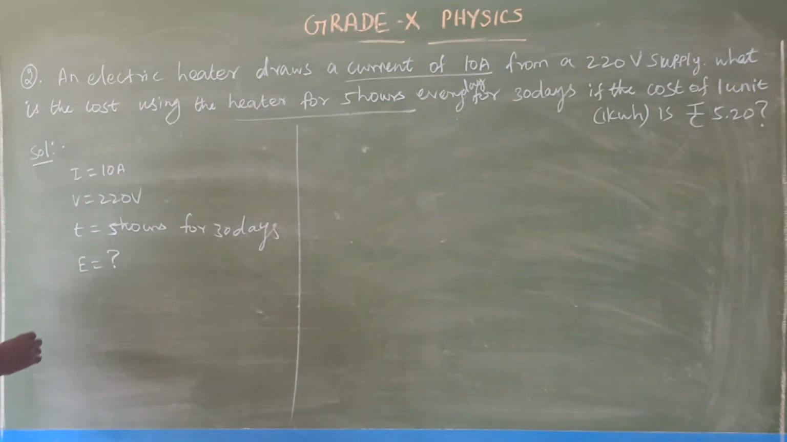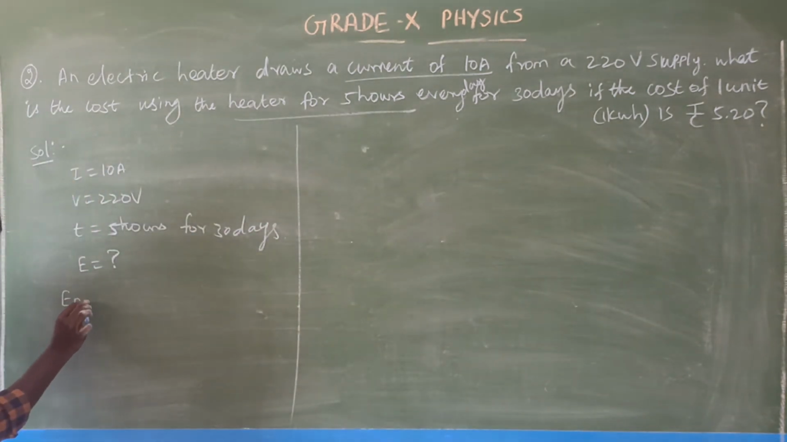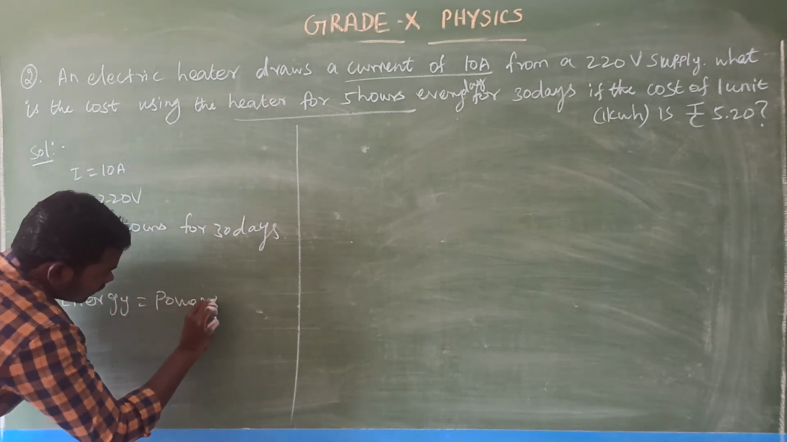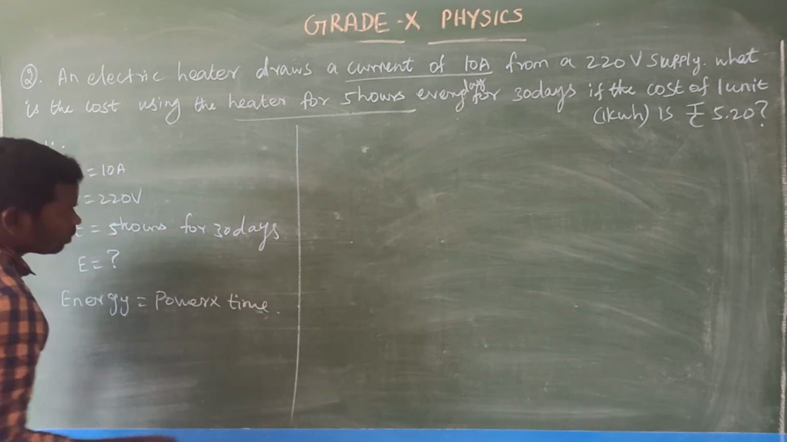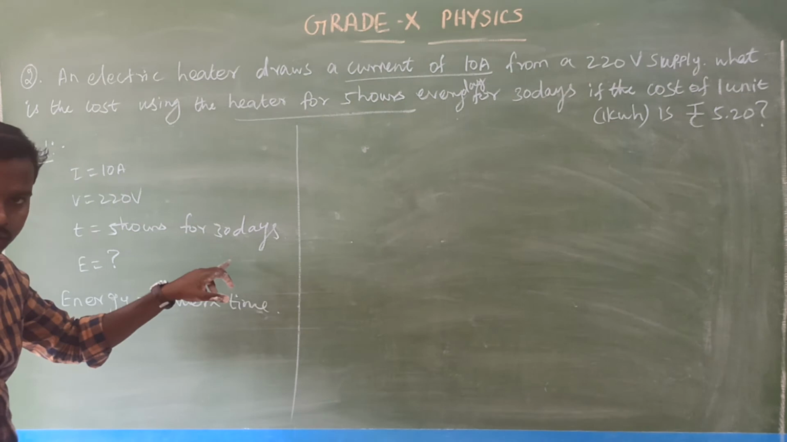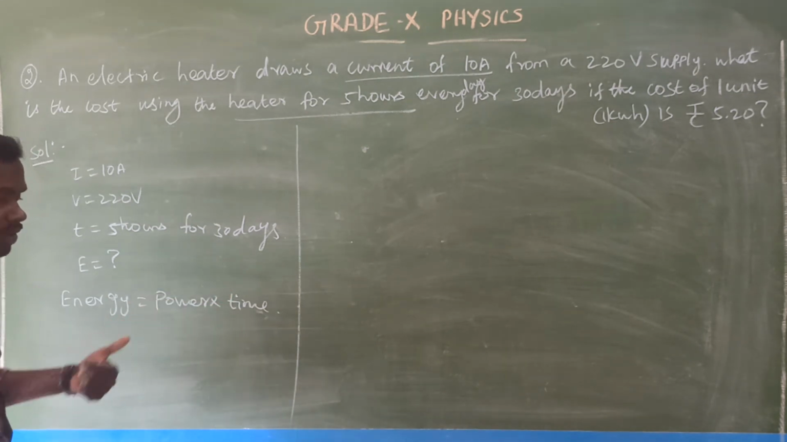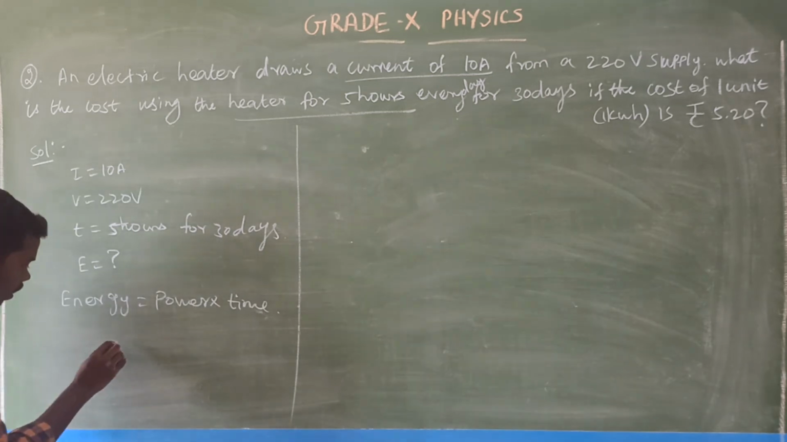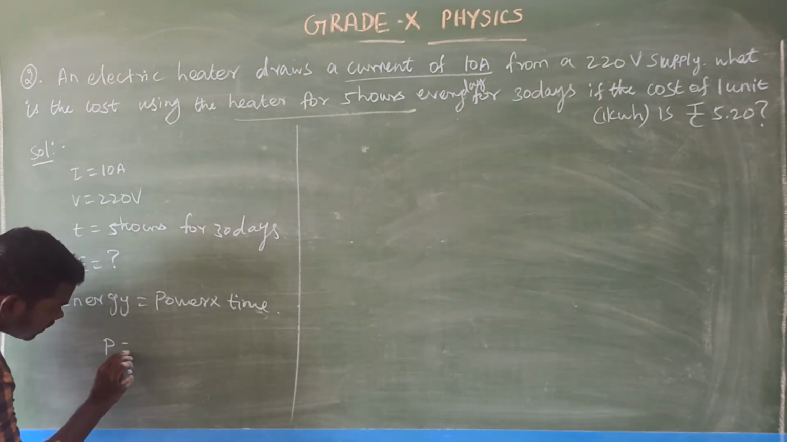Look here. We already know the energy formula. Energy is equal to power into time. Time is here, 5 hours for 30 days. Then what is the power? Do you know the power value? No. We need to calculate power.